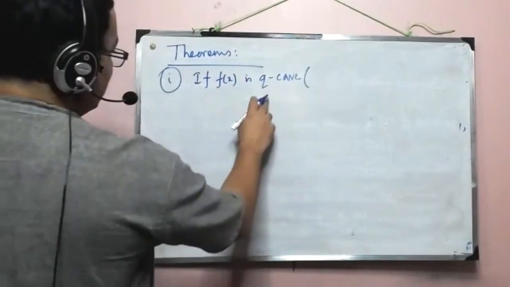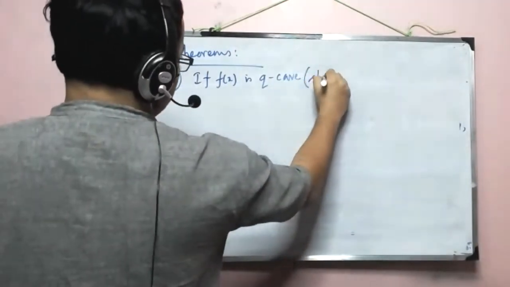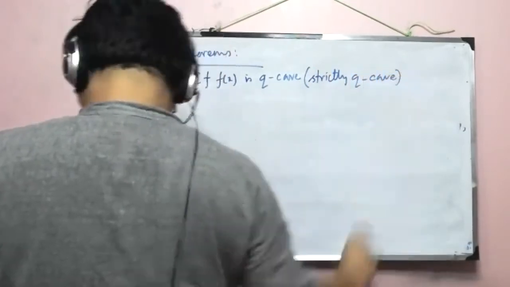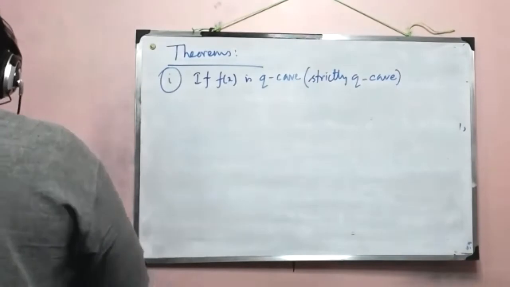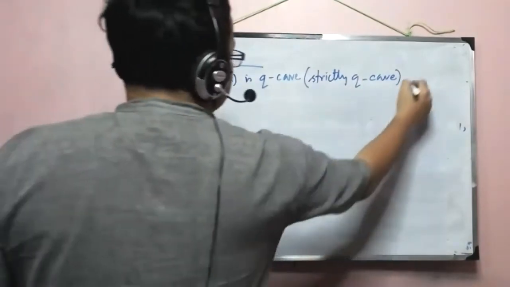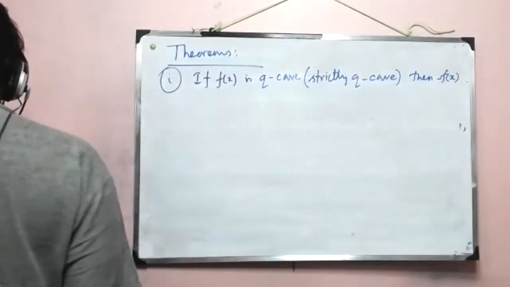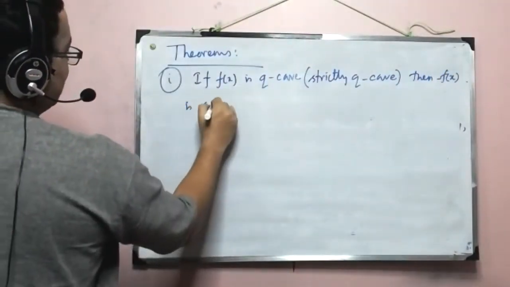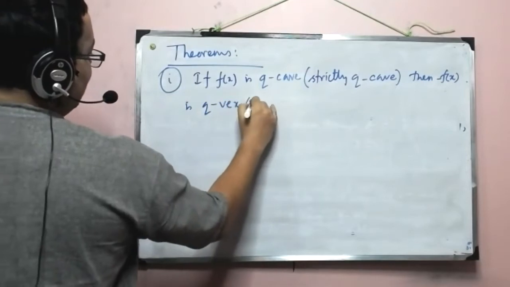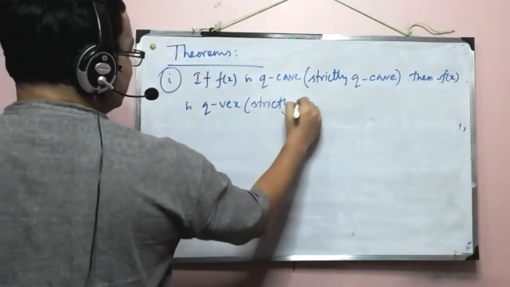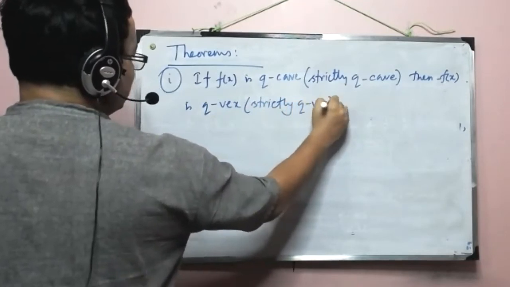So if f(x) is quasi-concave, that is quasi-concave or strictly quasi-concave, then minus f(x) is quasi-convex, or strictly quasi-convex.